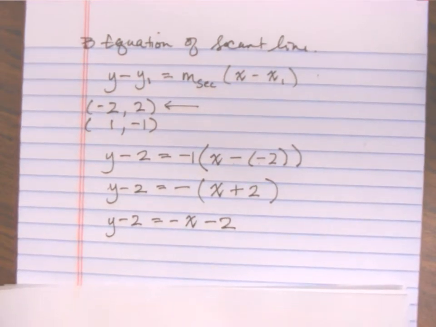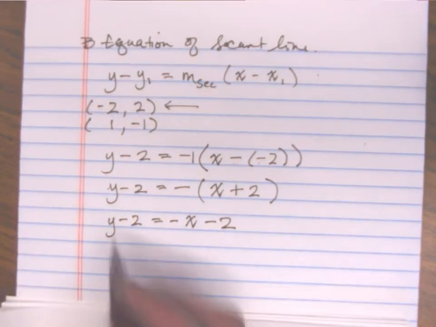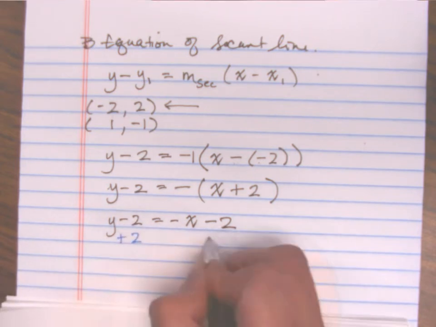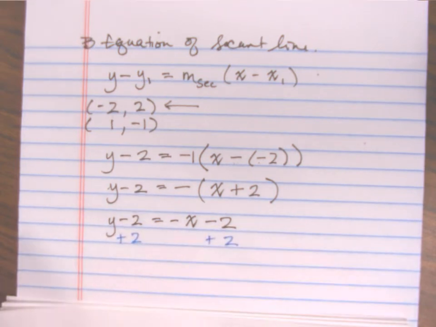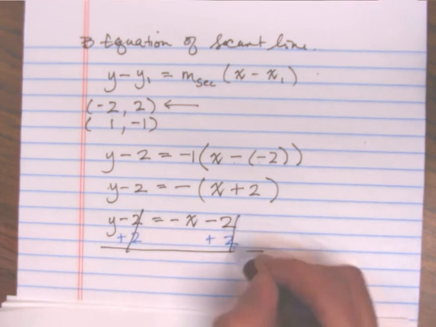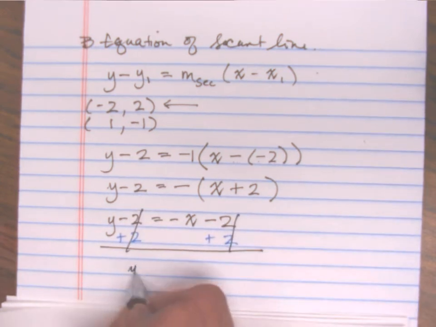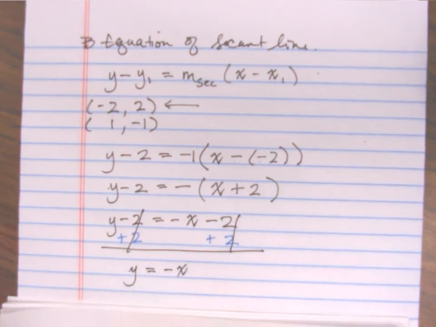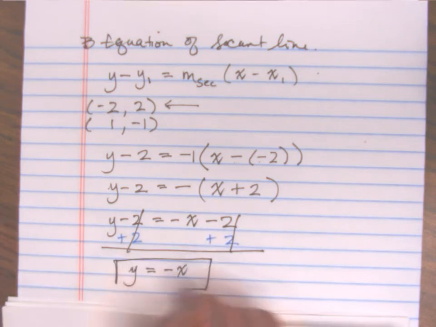And finally, I want to solve for y. Solving for y means I need to add 2 to both sides. This adds up to 0, and this adds up to 0. So I'm left with the equation y equals -x. Okay, so this would be my answer for part B.